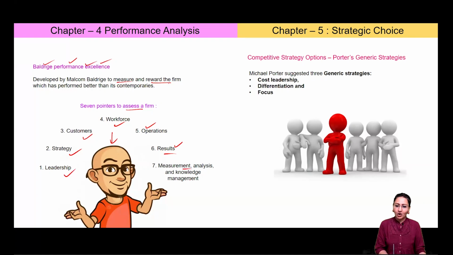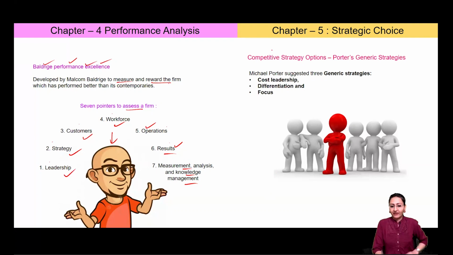And then knowledge management. Knowledge management is the knowledge of the people of the business, and research done, that is also knowledge of the business. How are you managing it? So this is Baldrige Performance Excellence, which uses 7 pointers. So you need to remember these 7 pointers: leadership, strategy, customers, workforce, operations, results, and knowledge management.